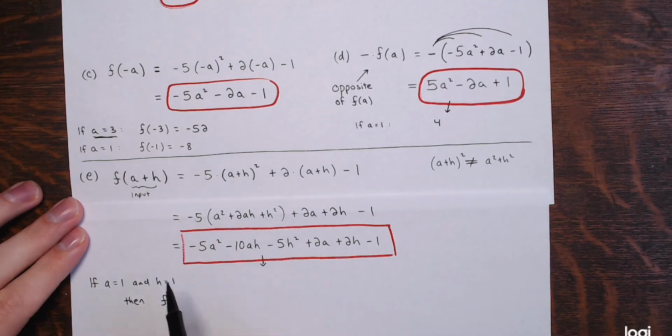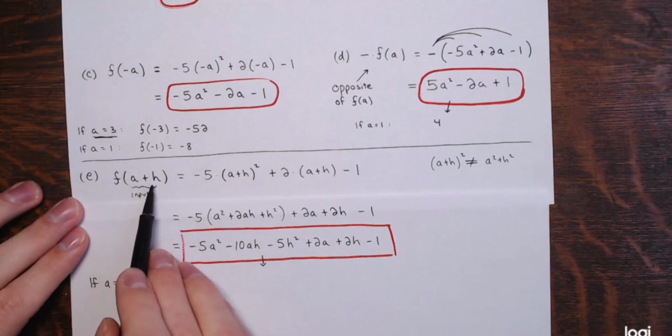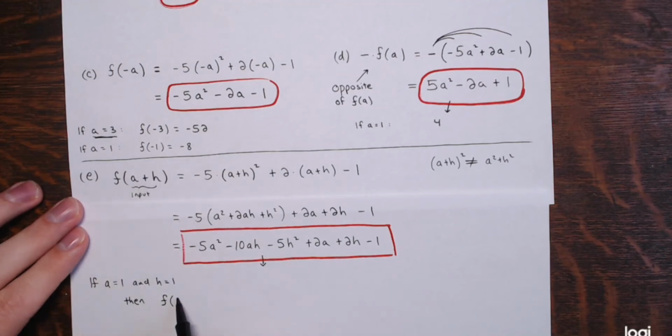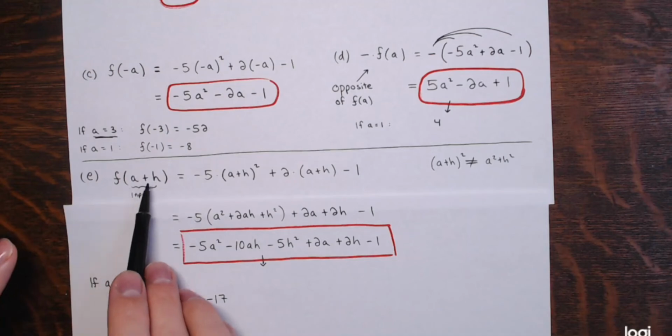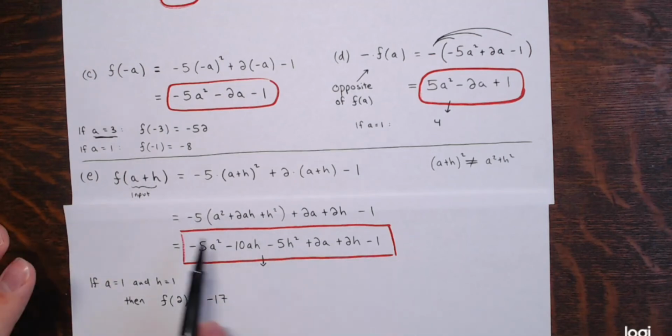f of 1 plus 1, a plus h, 1 plus 1, f of 2 would be equal to, and then again, just replace all the a's and h's with 1 here. You'd get negative 5 minus 10 would be negative 15, minus 5 would be negative 20, plus 2 would be negative 18, plus 2 again would be negative 16, minus 1 would be negative 17. So you'd have f of 2, if you replaced a and h both with 1, f of 2 equals negative 17.